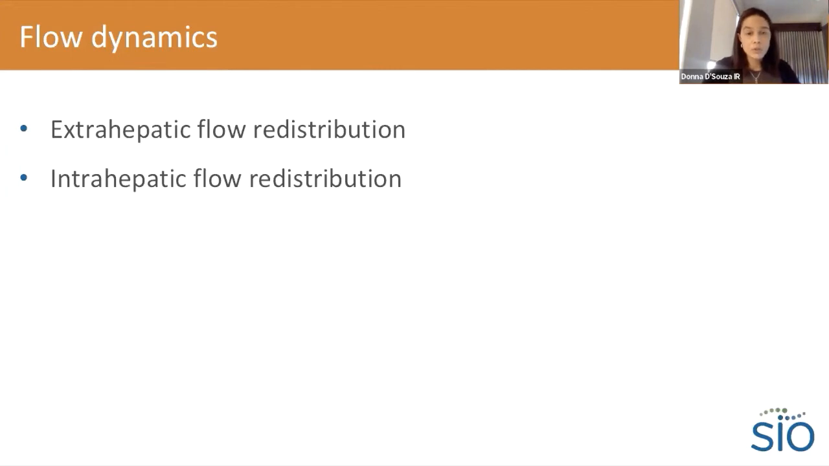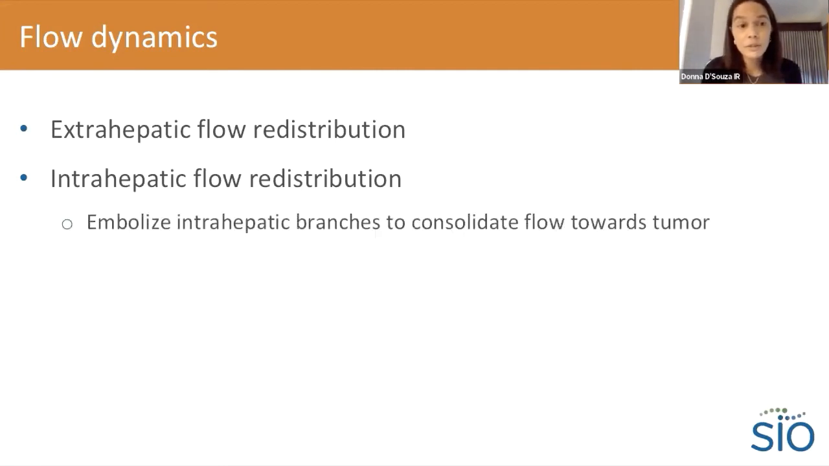Intrahepatic flow redistribution is something that I think is variably used. It's possibly underutilized, where we can alter the flow dynamics from inside the liver. And there are multiple techniques that we can use. One is to embolize the intrahepatic branches to consolidate flow towards the tumor with plugs or coils. I don't recommend it. I think most of us would not do that, because then you've permanently blocked your inroad if you ever need to retreat or treat another tumor, since these patients typically have multifocal pathology.